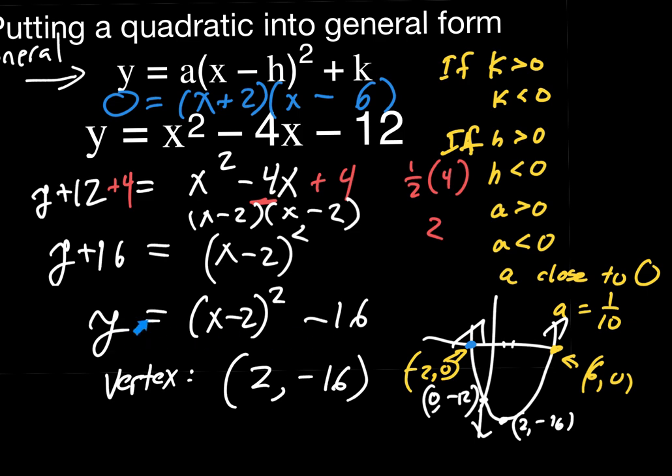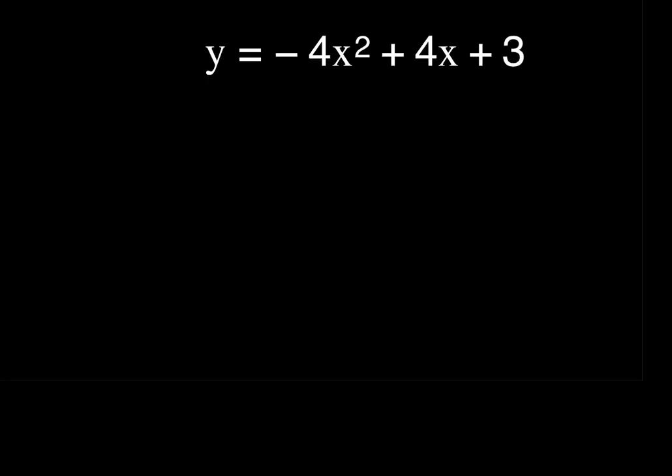Putting it into general form finds my vertex, and then putting in 0 when it's in standard form finds my y-intercept. Let's try another one.